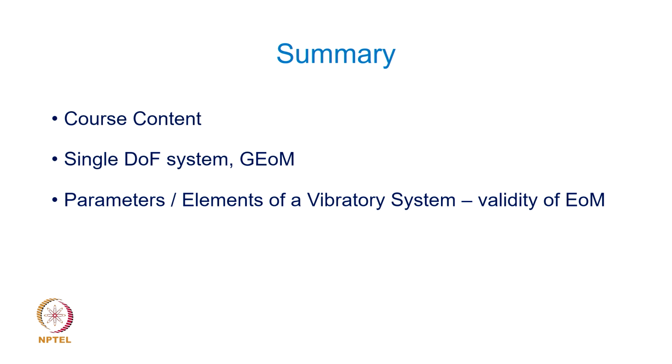In this lecture, what we discussed is the broad contents of this course, what the various topics are. We also looked at how a single degree of freedom system model is formed from a given physical system, how the governing equations of motion were obtained, and more importantly the elements of a vibratory system, what parameters are associated with it, and within what conditions the governing equation of motion is valid. So, the main takeaway was that the basic assumption in all the cases that we will deal with is the small amplitude vibration assumption, which means that the amplitudes of vibration are small enough that the parameters of the vibratory system are considered constant.